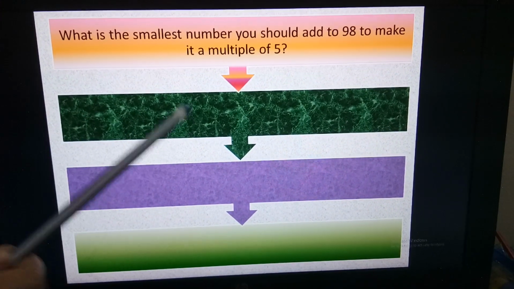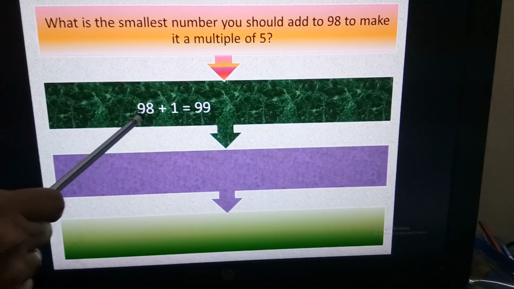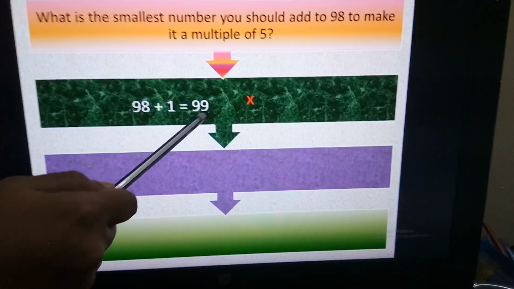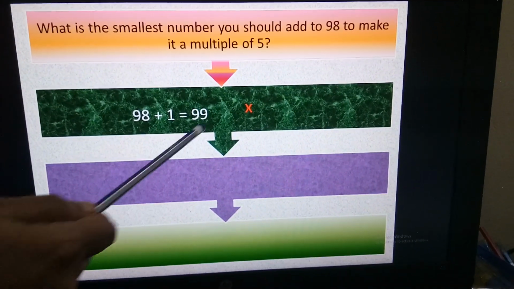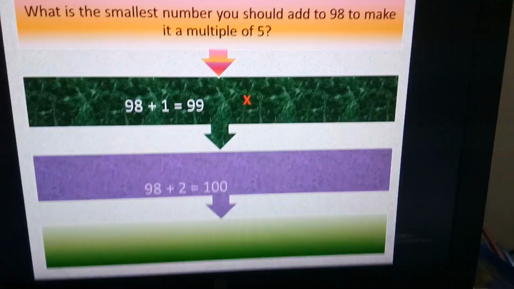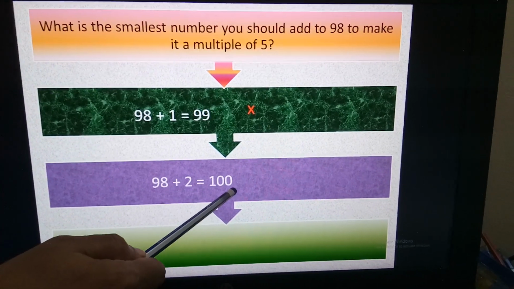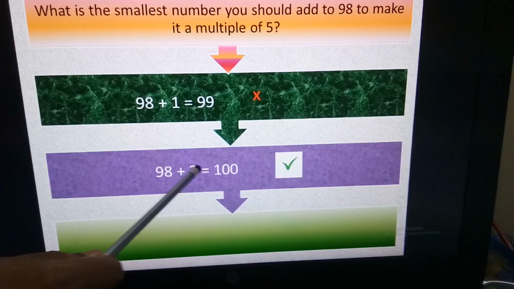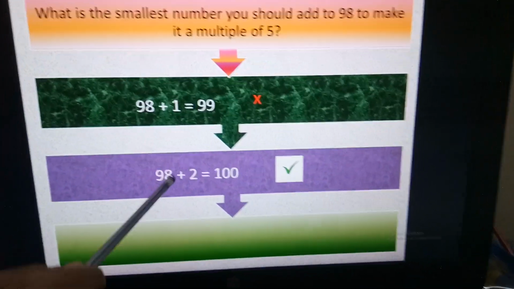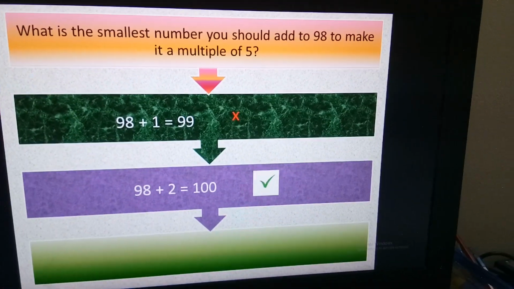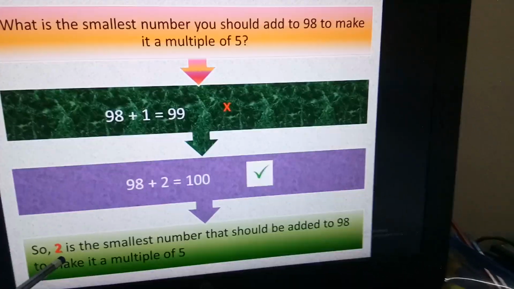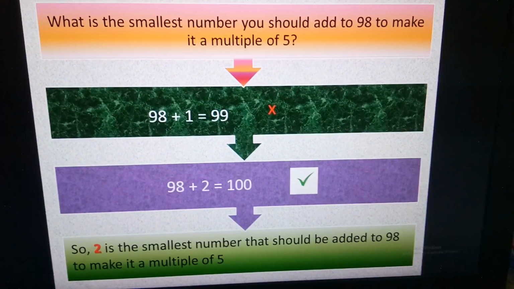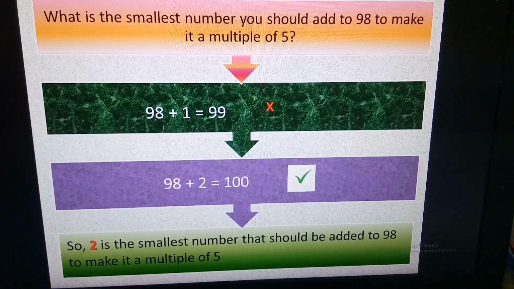So let's start adding from 1. 98 plus 1, 99. It's not possible because the last digit is 9. 98 plus 2 is equal to 100. Last digit 0, so it is divisible by 5. That is, when we add 2, the 98 is divisible by 5. So the answer is 2. 2 is the smallest number that should be added to 98 to make it a multiple of 5. Is it clear to you?